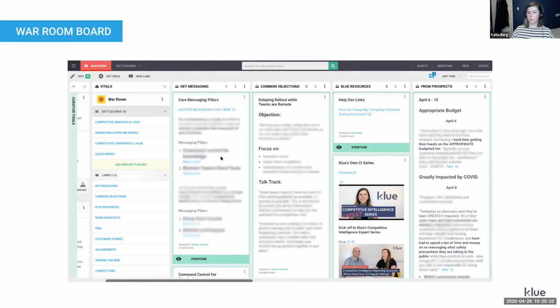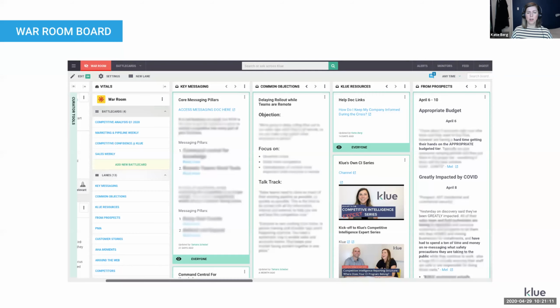Okay, so we'll just give a quick example. This is a peek into our very own COVID war room board, where we've been centralizing a lot of information over the last few weeks. Stuff that we put in here includes the key messaging that we've built to support our sales, marketing, and customer success teams. We're also tracking the types of objections that we're hearing from customers and prospects to help support our customer success and sales teams. We've included resources that can be shared out that we've built specifically to be helpful at this time for both our customers and our prospects.